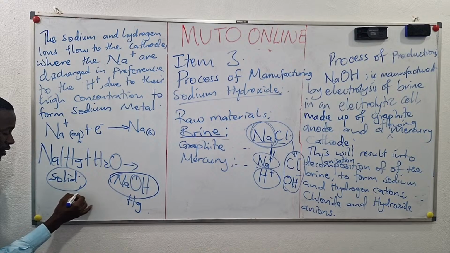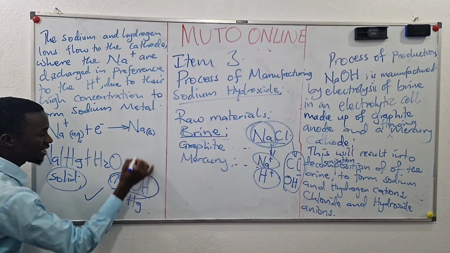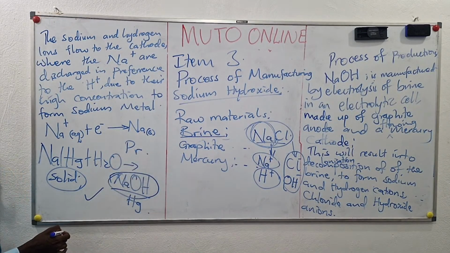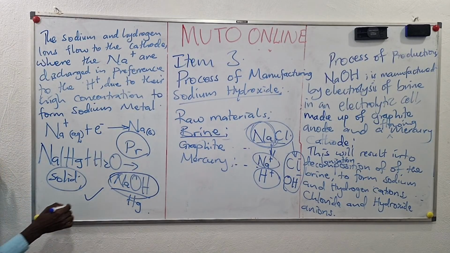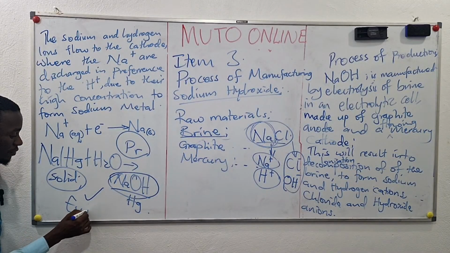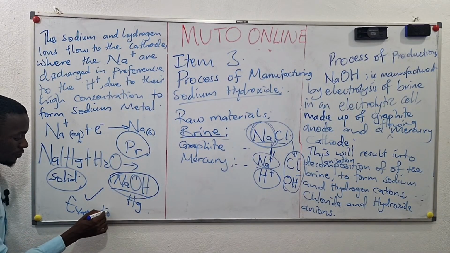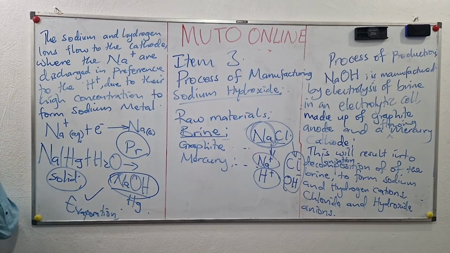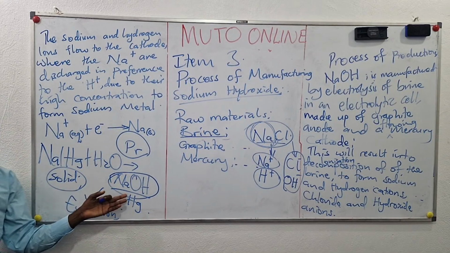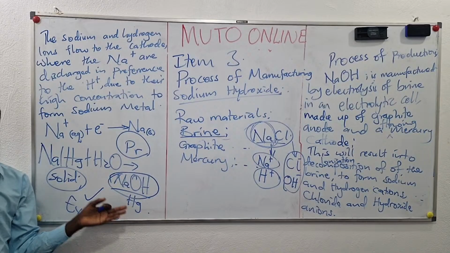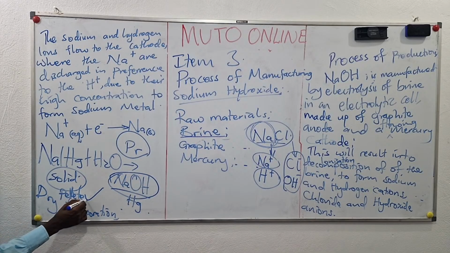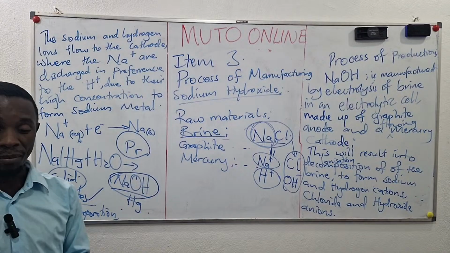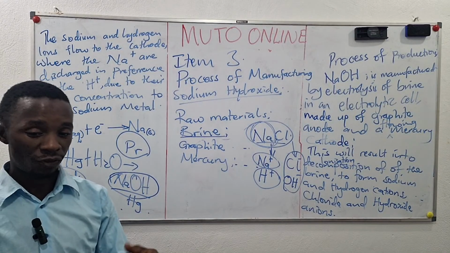So the purification, to remove the water in the sodium hydroxide, is a purification stage. We shall purify it by evaporation. The evaporation will remove the water from the sodium hydroxide formed, forming dry pellets. Dry pellets of sodium hydroxide, which are packed and will always be ready for use.